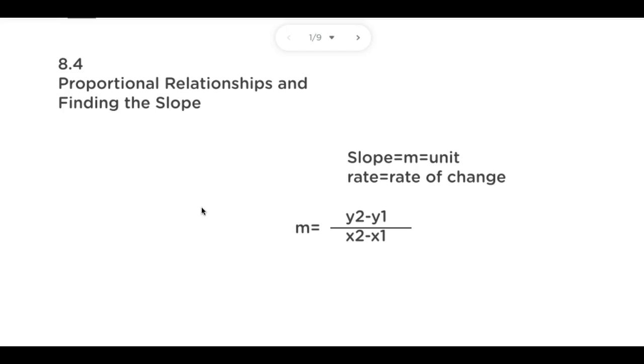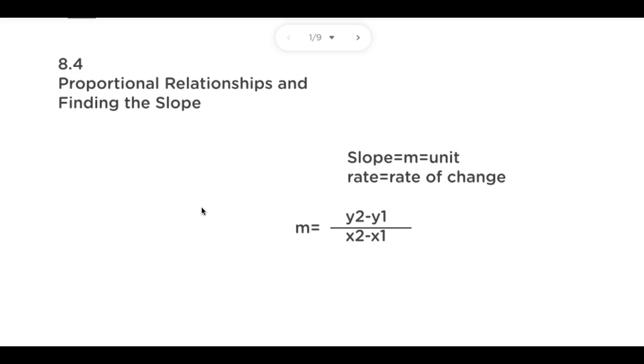Now, how do you find it? If you look up under this, I have m equals y2 minus y1 over x2 minus x1. You need to know this like the back of your hand. Well, probably better than the back of your hand, but we're going to go ahead and keep it rolling. m equals y2 minus y1 over x2 minus x1.